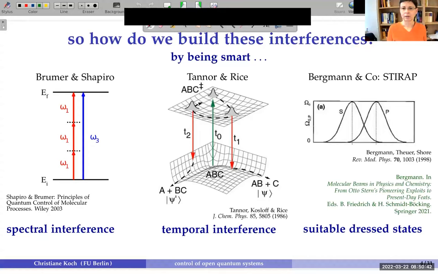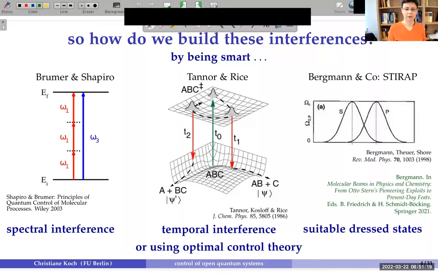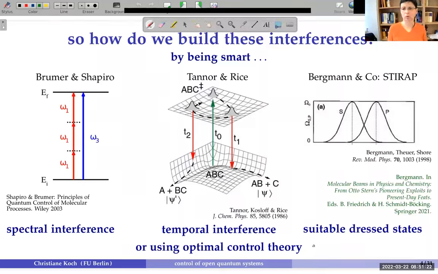And there's a third idea of control that we can work out on paper, and that is so-called stimulated Raman adiabatic passage, or short STIRAP, which in a way is a method to choose suitable dressed states. And again, we'll get to that. Now, all these three examples, if they work, very nice, but sometimes you need to make assumptions that may not be fulfilled in the specific case that you're interested in, or the system is simply too complex to work it out. And then you always have a favorite toy, and that is optimal control theory.